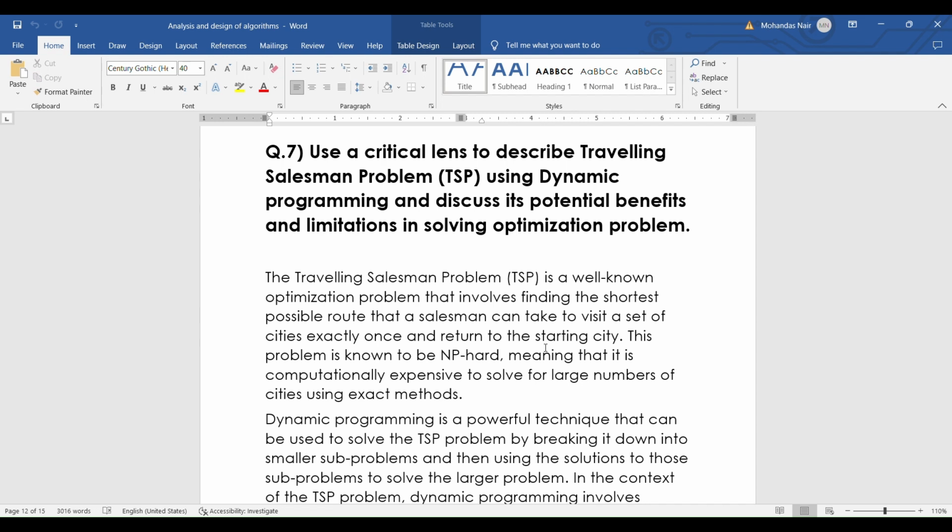Seventh question is, use a critical lens to describe the traveling salesman problem TSP using dynamic programming and discuss its potential benefits and limitations in solving the optimization problem.